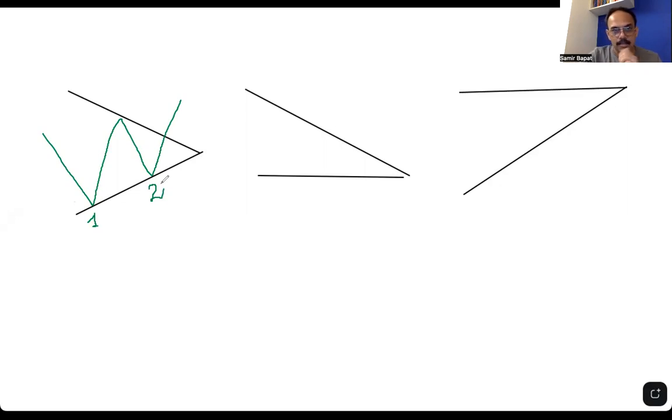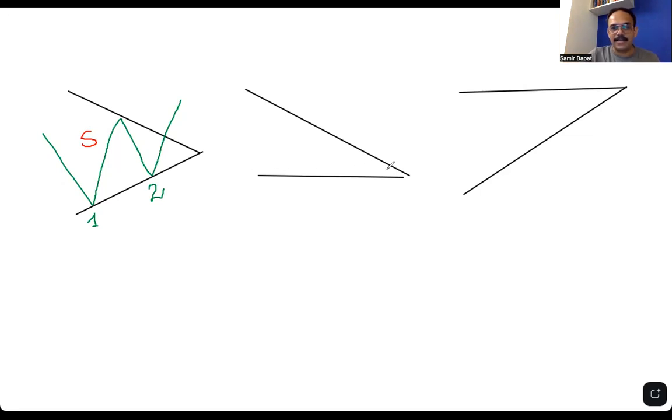Okay, now pay attention. Bottom number 2 is higher than 1 or lower than 1? If you think it is higher than 1, type H. If it is lower than 1, type L. What do you think? Bottom 2 is higher than 1? Okay. So in the symmetrical triangle, the second bottom is higher than the first bottom.